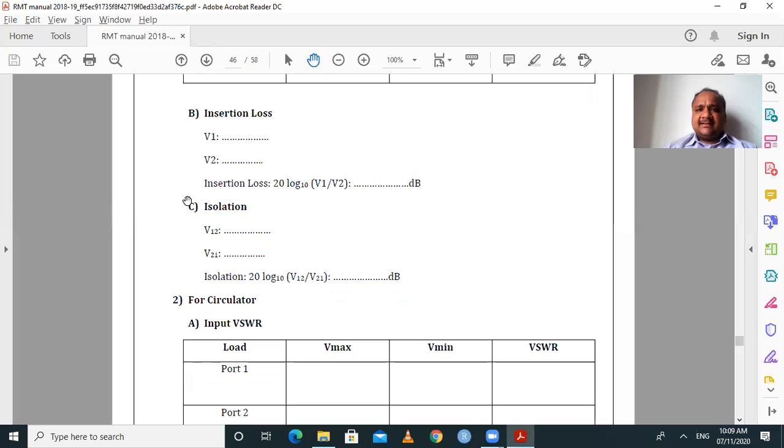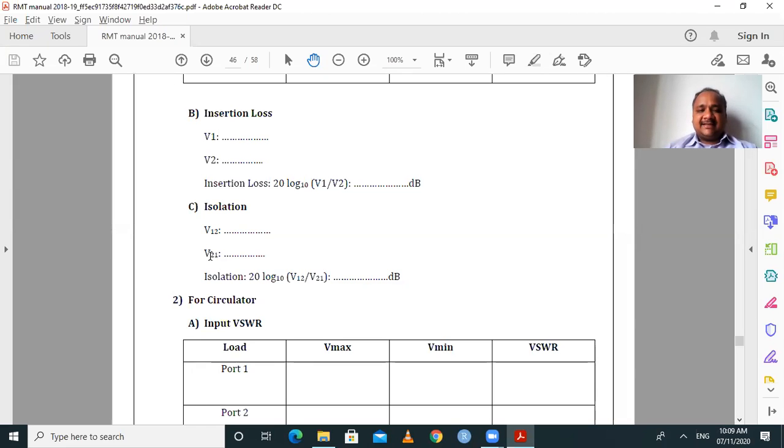Similarly, there is another parameter called isolation. For finding isolation, we have to go for V12, meaning input at port number 1 and output at port number 2. The first digit indicates port number 1 and the second indicates port number 2. So you get V12, and V21 also. For finding V21, you have to connect the isolator in the reverse direction.